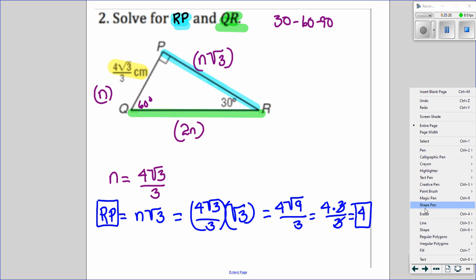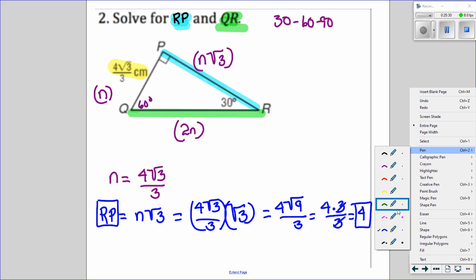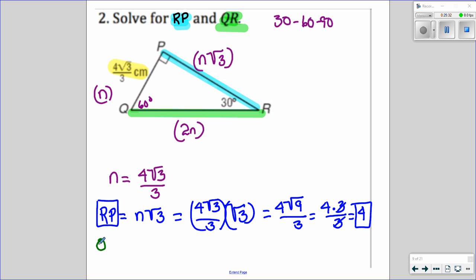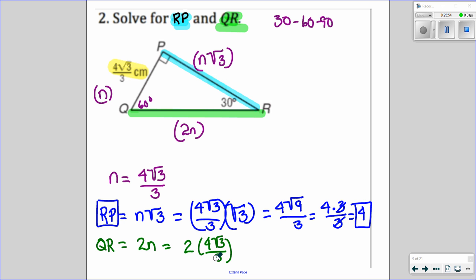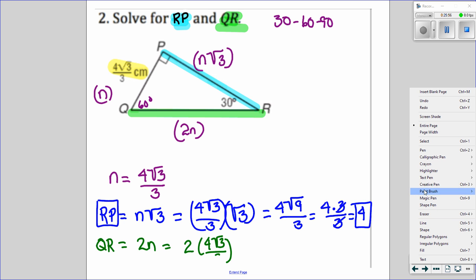Now let's go on to the green side. So that green side is QR, and it is labeled as 2n. We already found out what n was when we did this side ratio. So then 2 times 4 root 3 over 3. That doesn't look like a 3. Let me change that.